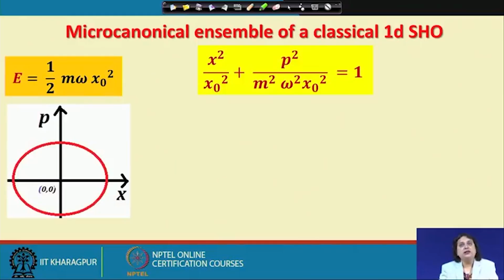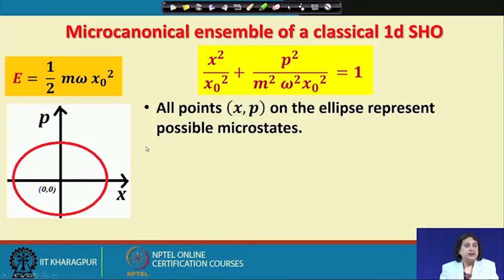So, we took an example of a classical one dimensional simple harmonic oscillator for which the total energy is fixed at a given value, and its microstates are given by those values of x and p which obey this relationship, where the given value of E is half of m omega x naught square. So, in this case we understand that the ensemble is this particular red elliptic curve in the phase space, in the two dimensional space spanned by the position coordinate x and the momentum coordinate p.